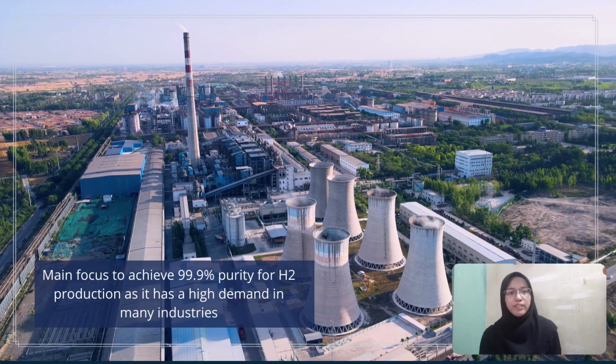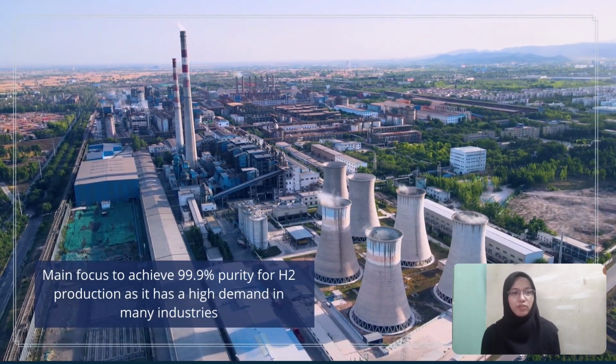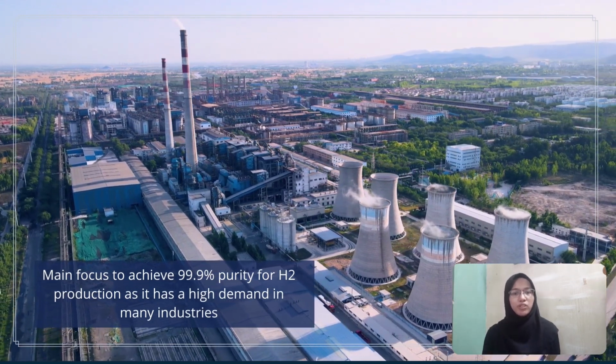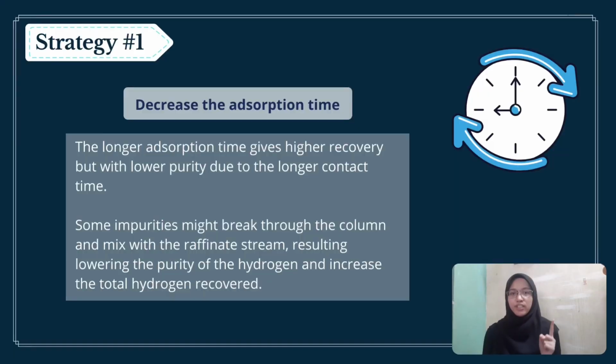The next part will be discussing the strategy to achieve 99.9% purity for hydrogen production as it has high demand in many industries, especially in chemical industries. Some of the strategies would be: first, decrease the adsorption time. The longer adsorption time gives higher recovery but with lower purity due to the longer contact time. Some impurities might break through the column and mix with the raffinate stream, resulting in lowering the purity of the hydrogen and increasing the total hydrogen recovered. Hence, decreasing the time will increase its purity.